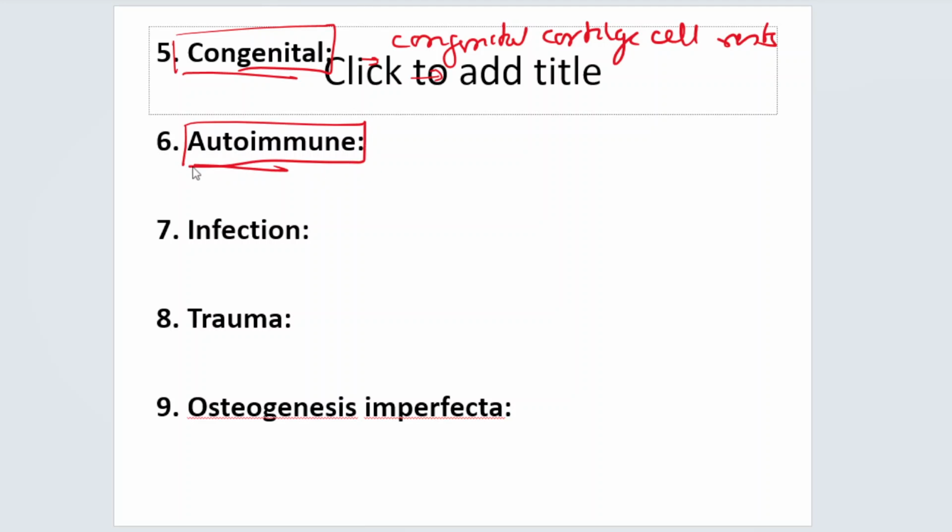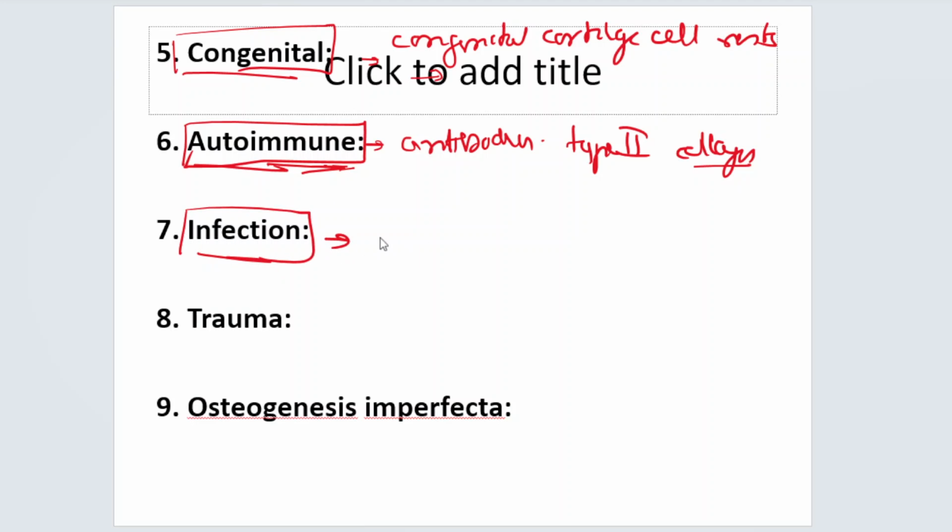Autoimmune. Now coming to the sixth etiological factor, autoimmune. We say it's autoimmune because there are some antibodies that we have found against type 2 collagen. So because of this, there is an autoimmunity factor to this disease. Infection. It is described that after measles virus infection, the disease increases, or the disease is precipitated.